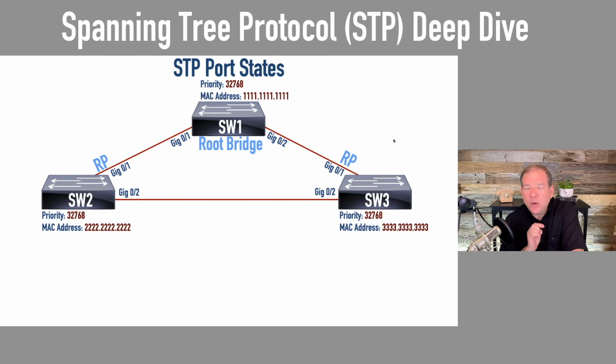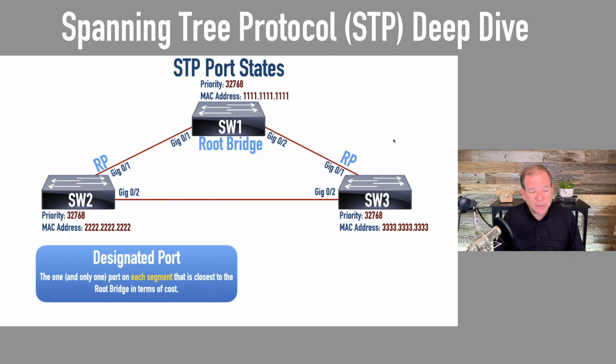The next question we ask is, who are the designated ports? And I made a big emphasis on this one earlier. I said that every link, I don't care if it's carrying user data right now or not, every single link has one, and only one, designated port. And it's the port on that link, or which end of the link is closest to the root in terms of cost. So let's put ourselves in the mindset of that bottom link right there between switch SW2 and SW3.